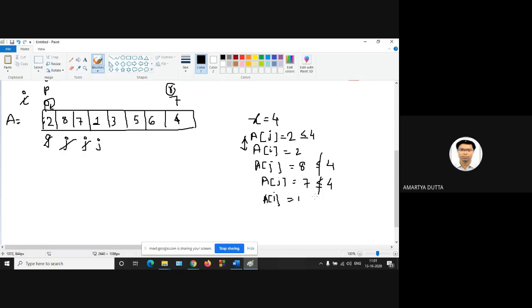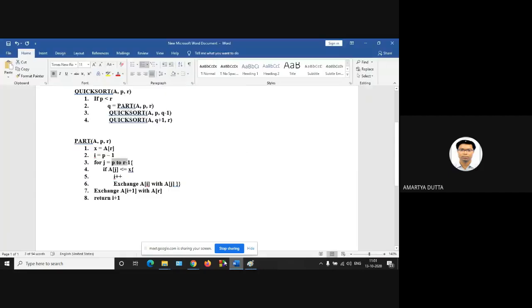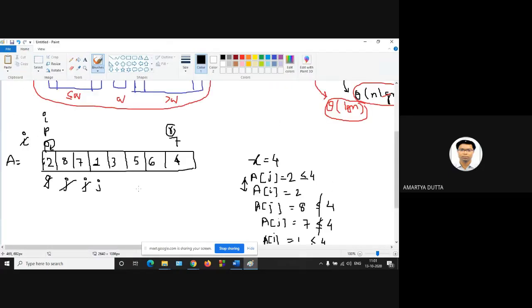So aj is 1. So 1 is less than or equal to 4. Yes, this is true. This condition is satisfied. So first of all, we have to increase this I. So what will be the I value? We have to increase this I, that is, I is now at this position.